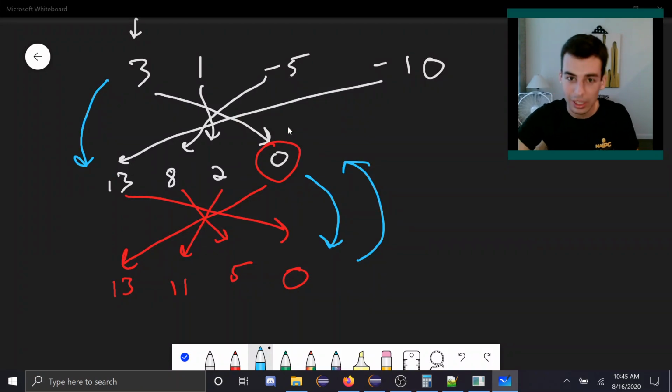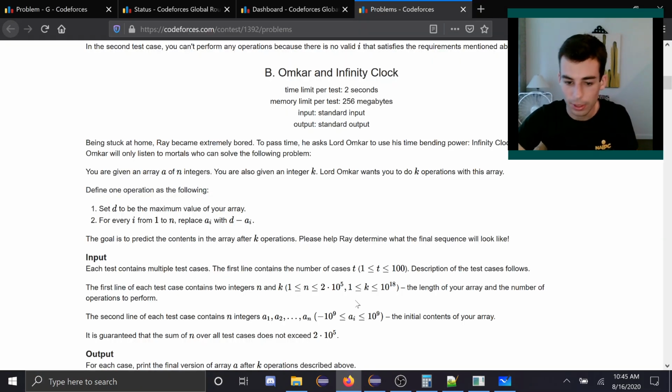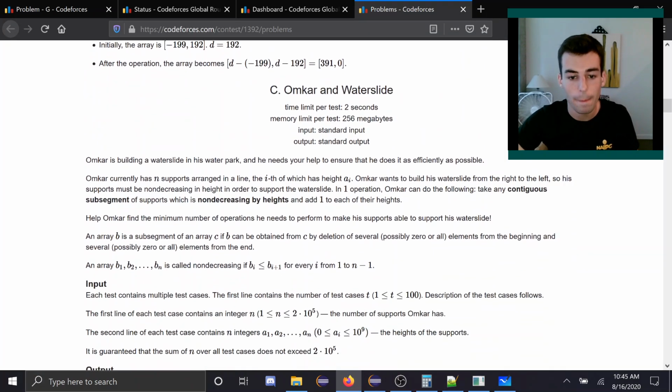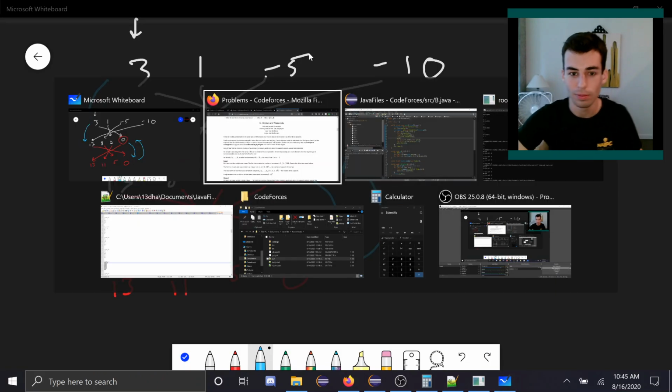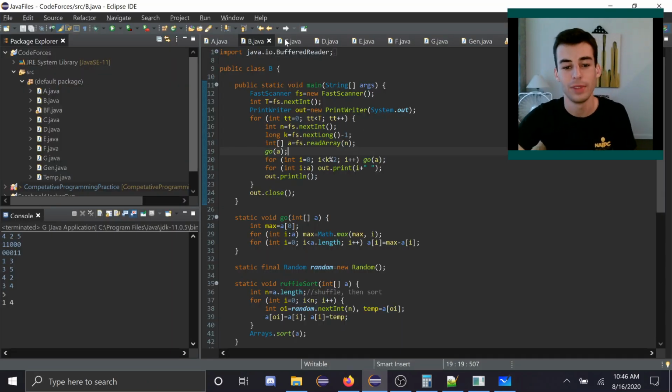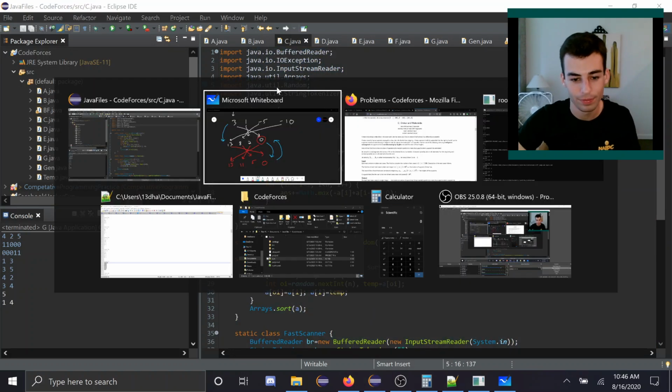You have to make sure you read in longs, because k can be bigger than 10 to the 9, so be careful about that. And then also just don't be an idiot like I was the first time. And then it should be pretty easy to get right.